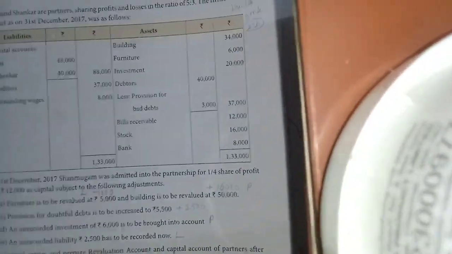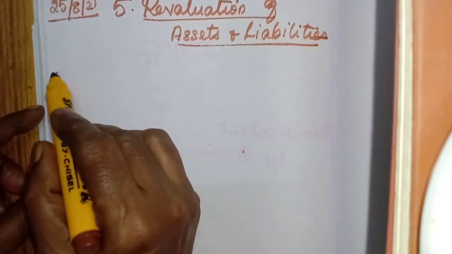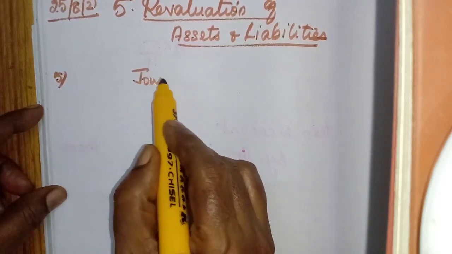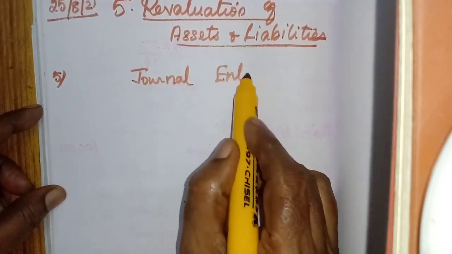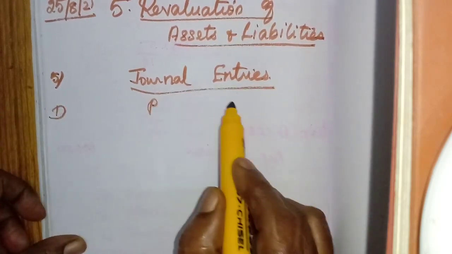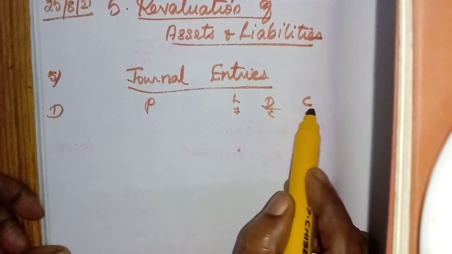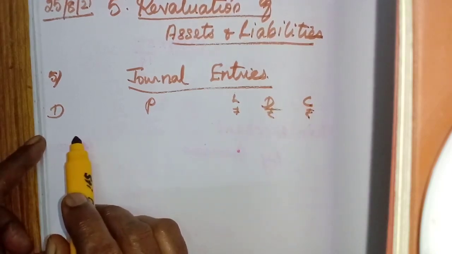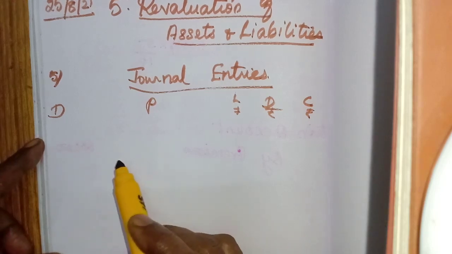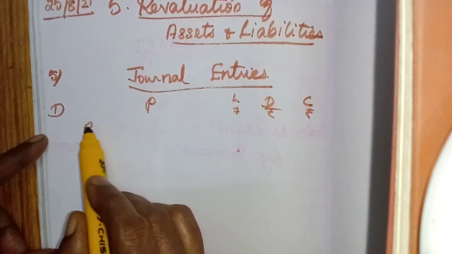Now we will first prepare the journal entries. First write the number, 5. Journal entries. Date, then particulars, LF, debit, credit. Rupees, you have to write fully. Date is not given, so no need to write. First one, the profit items we will write. To increase the value of building, so building account debit.